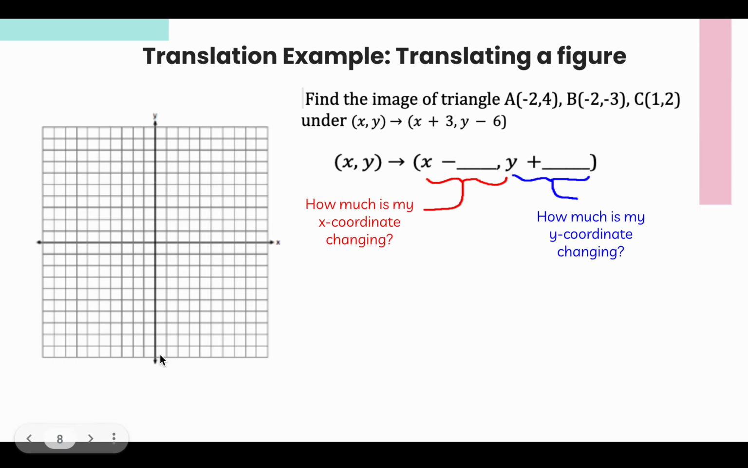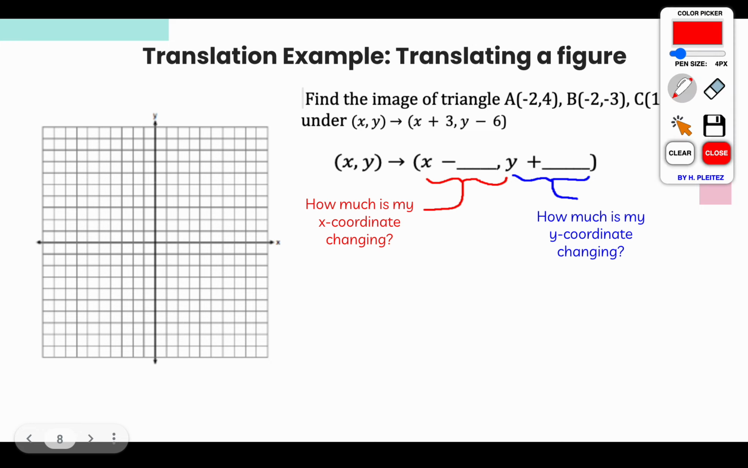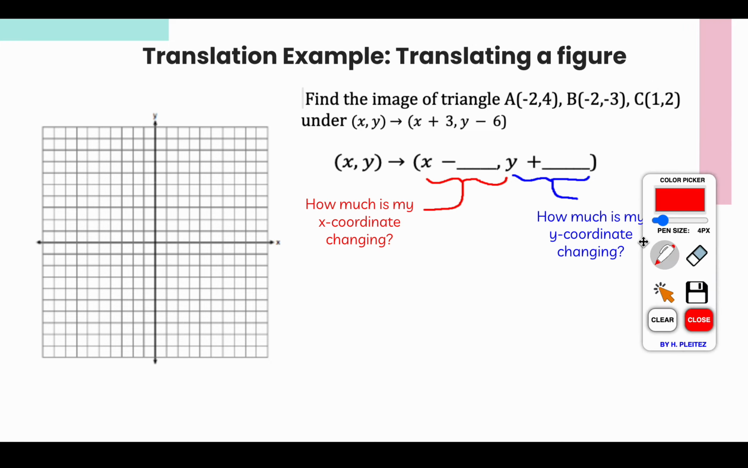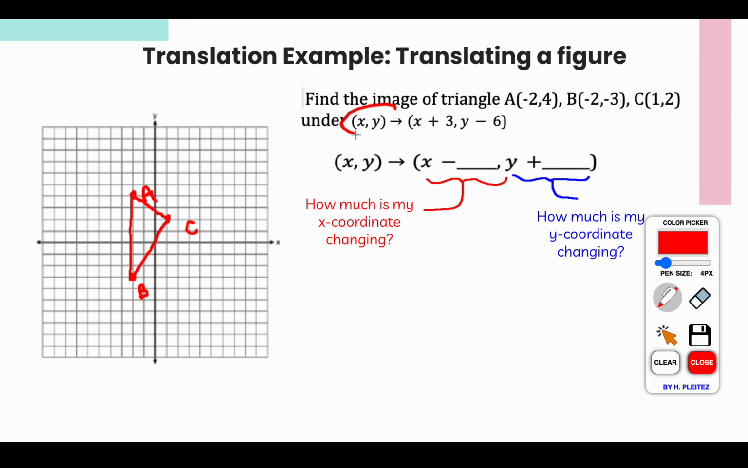Now, let's translate a figure. So it's the same kind of idea, but now it says, let's find the image of triangle ABC, where we have A is (-2, 4), B is (-2, -3), and C is (1, 2). So we have all of these 3 points now, and we are going under this translation rule here.